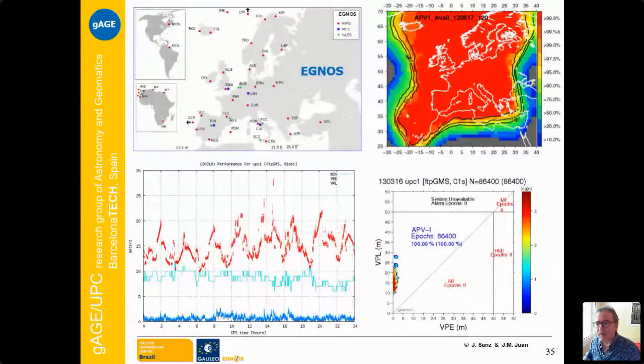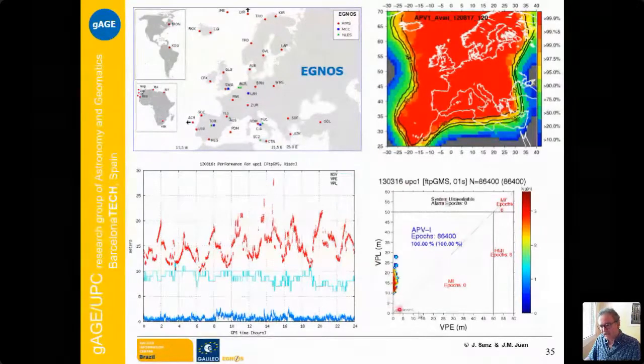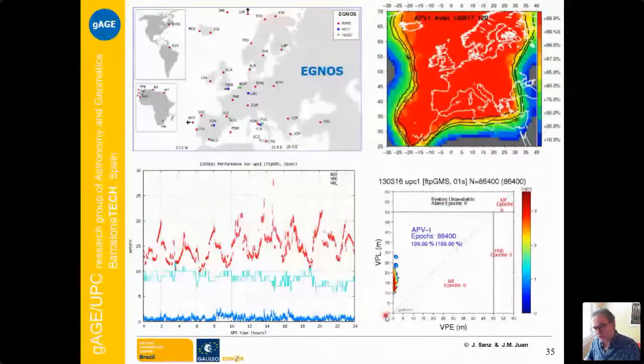Here we have an example. This is the EGNOS system. Here we have the reference stations. This is the coverage, where red means good. And here we have the error and the protection levels. This is a Stanford plot. Here we have the error, in blue, and the protection level, in red. The error must always be lower than the protection level. The protection level must be larger. Then the solution in this Stanford plot must always be here.